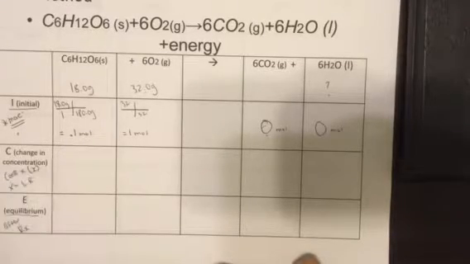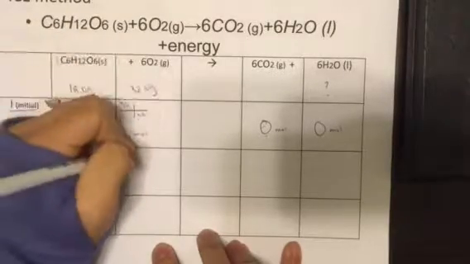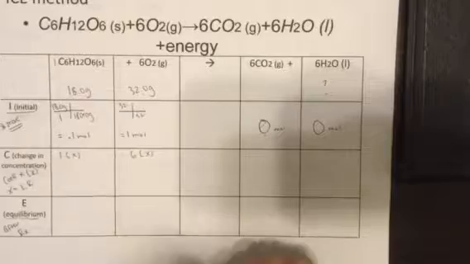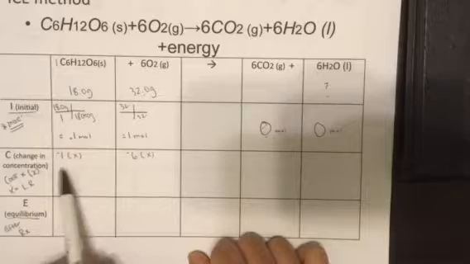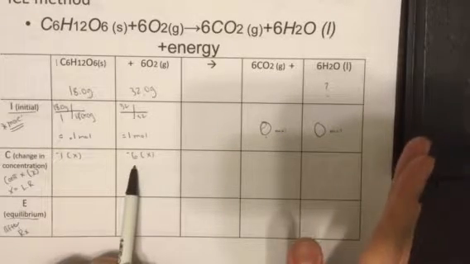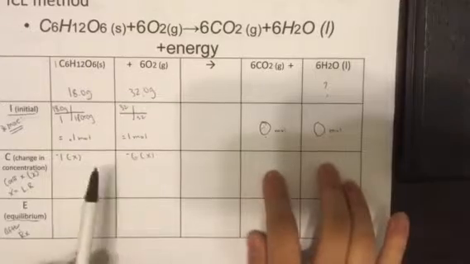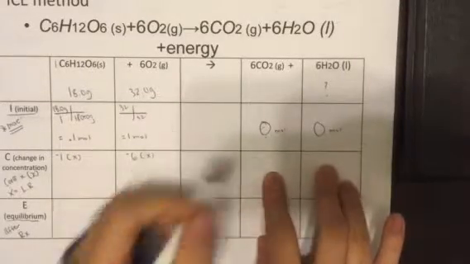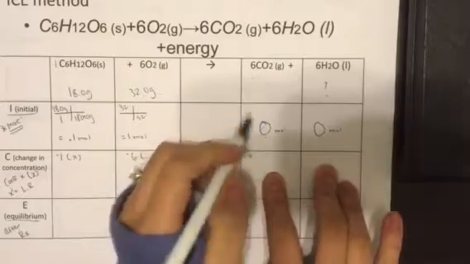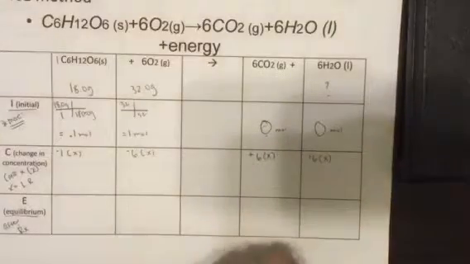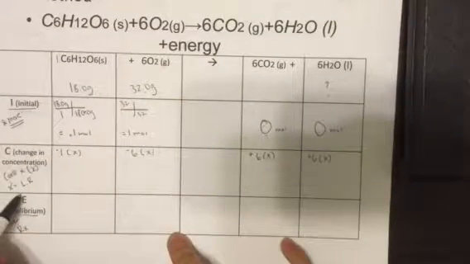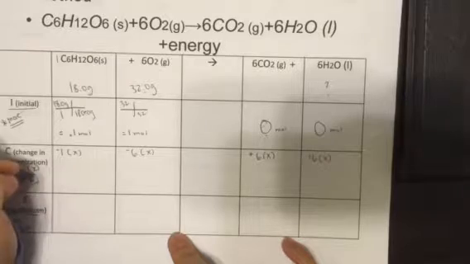Then the next one is the change in concentration, the coefficient times X. The coefficient for this one is 1, so 1 times X. The coefficient for this one is 6, so 6 times X. But these coefficients are actually going to have a negative sign because they're the ones consumed in the process of the reaction. But the products are going to gain from these two, right? So they're going to be positive. So positive 6, and then positive 6, and multiply that by X. Again, I don't know X yet. X is the number of moles for the limiting reagent, okay?